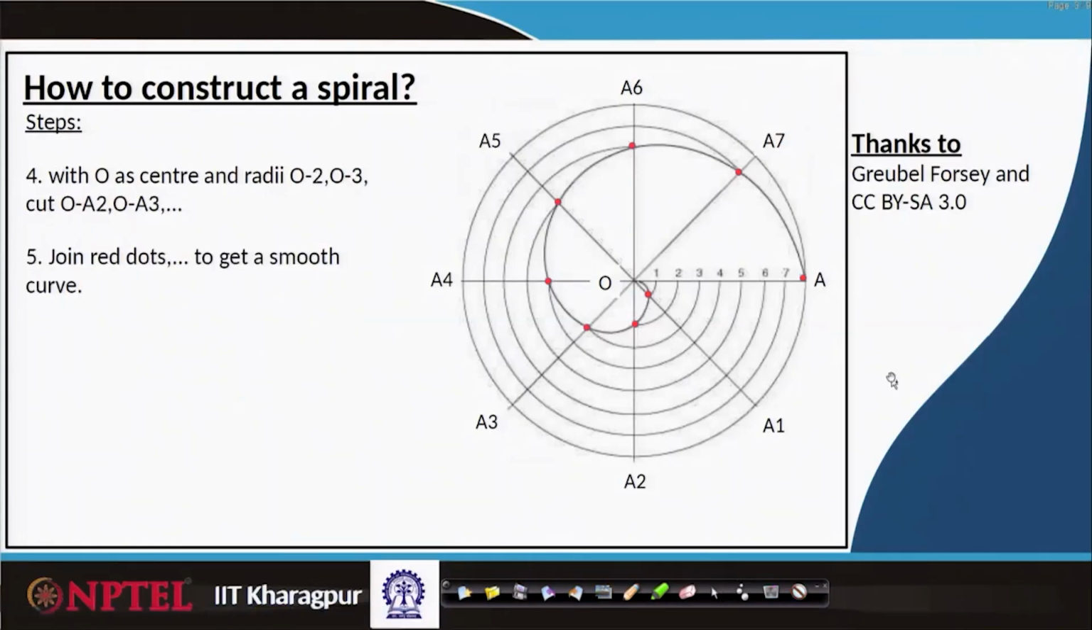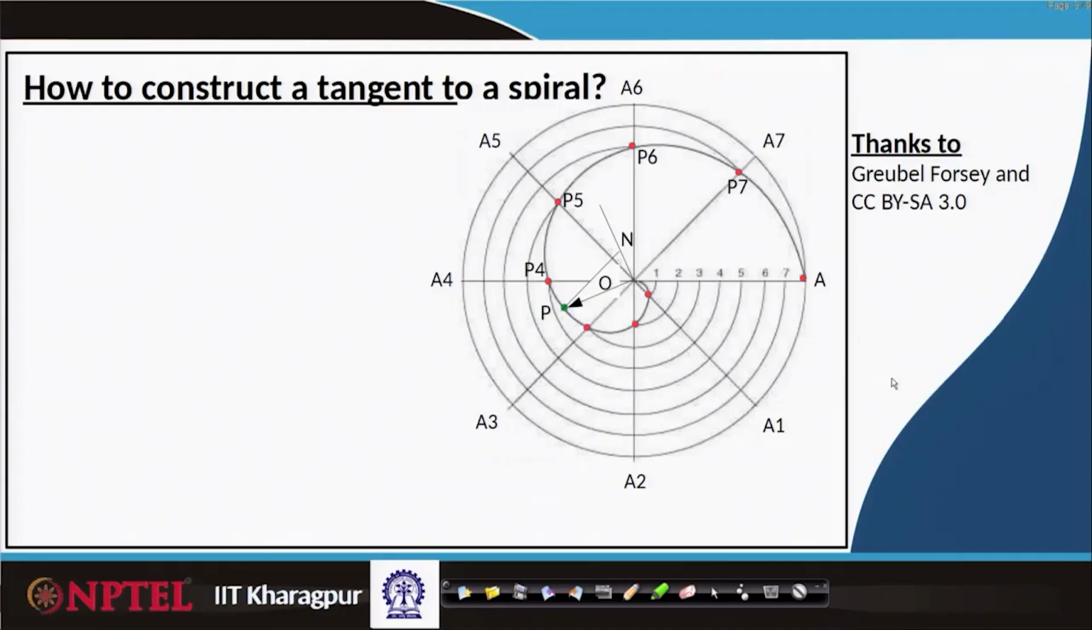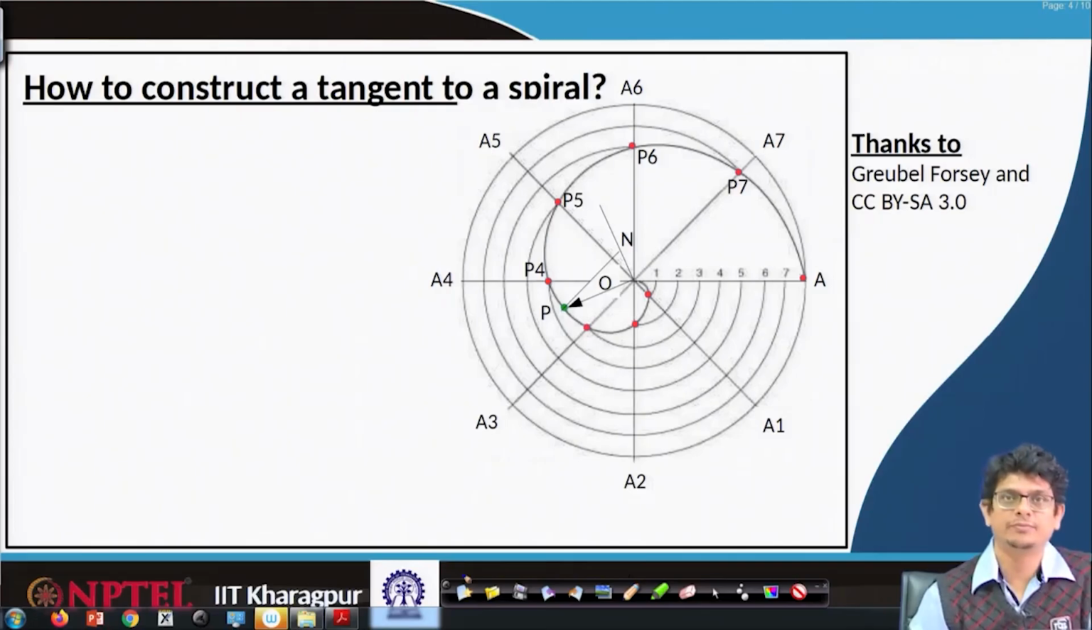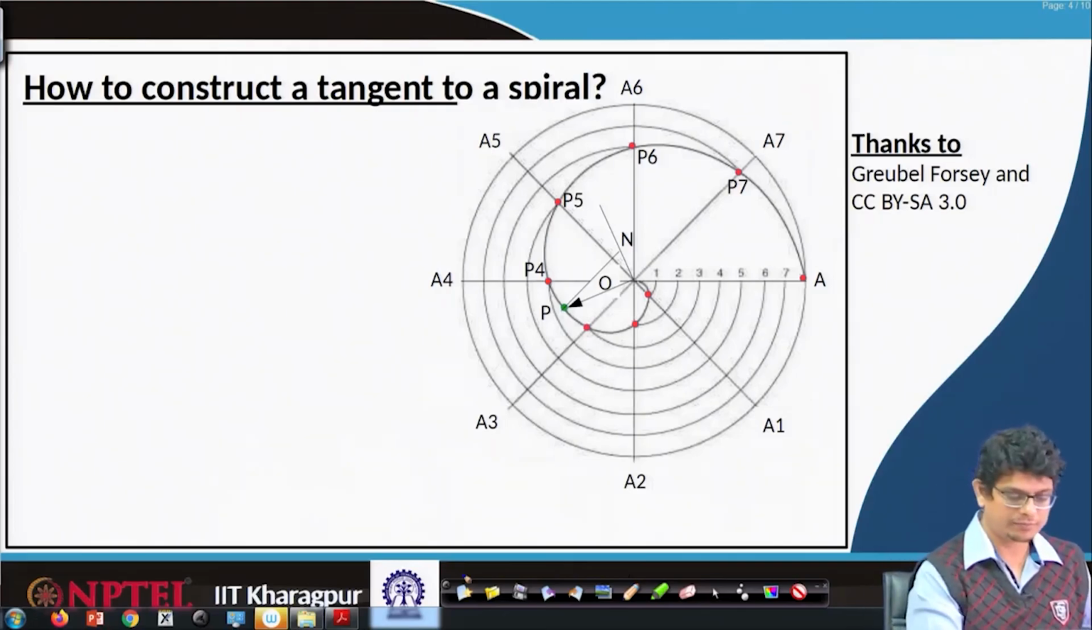The next question is how to draw tangent and normal to a spiral. For example, if we are going to pick some point here in between P3 and P4, there we would like to have a normal line and a tangent line which makes 90 degrees. If that is the case, how to construct it? That is the thing what we are going to learn.